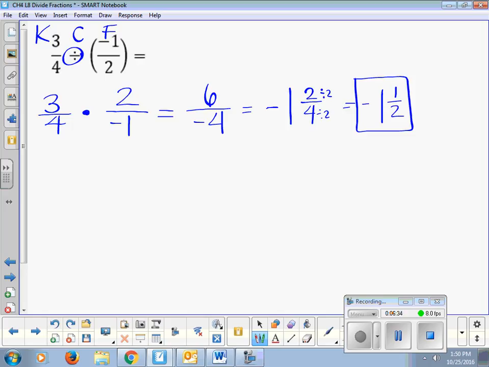Remember your rules for multiplying and dividing fractions. If you have the same sign, your answer is positive. Different signs, your answer is negative.